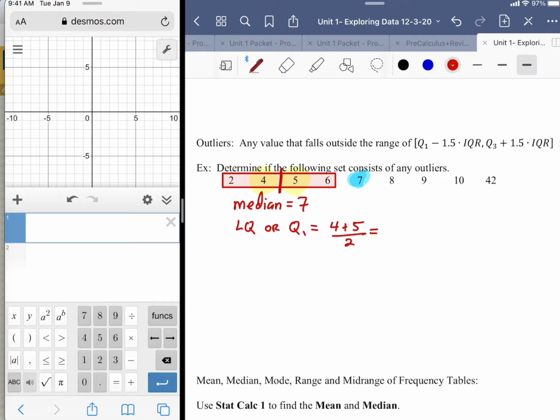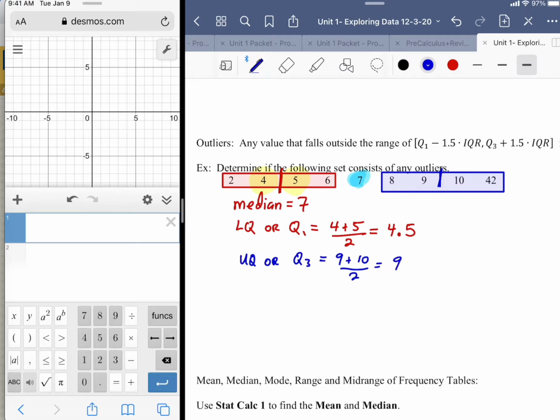Obviously, you can do that in your head. I think that's pretty obvious. But yeah, I just show the work so that you know what the skill was that led to that. But then using that same idea, I could find what's called the upper quartile. UQ, or Q3, is going to be the average of 9 and 10.